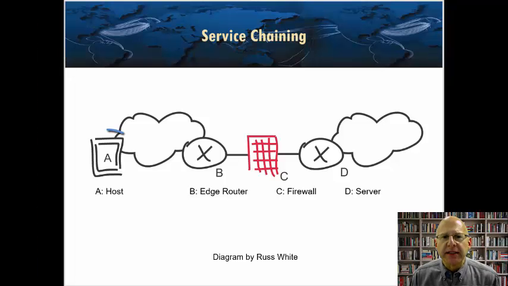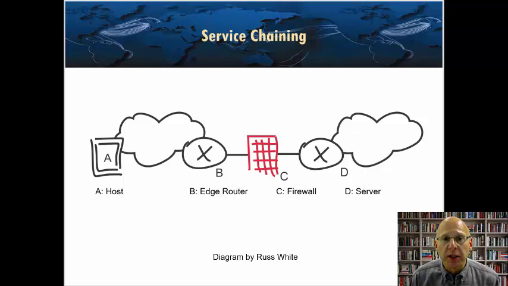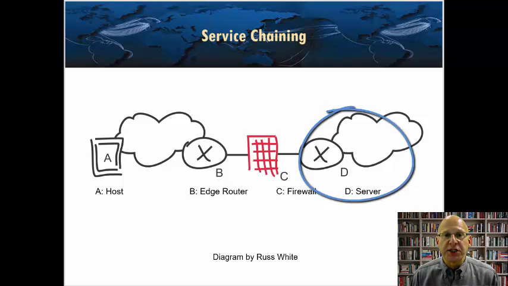Now let's talk about service chaining. Service chaining is an important buzzword today. In this image, a host sends a packet through the network toward the server past D. This packet is carried through some edge network and into the edge router at the provider, marked as B in the diagram. And the provider has a set of policies about specific operations that have to take place on the packet or the flow before it can be forwarded to D, the ultimate destination.